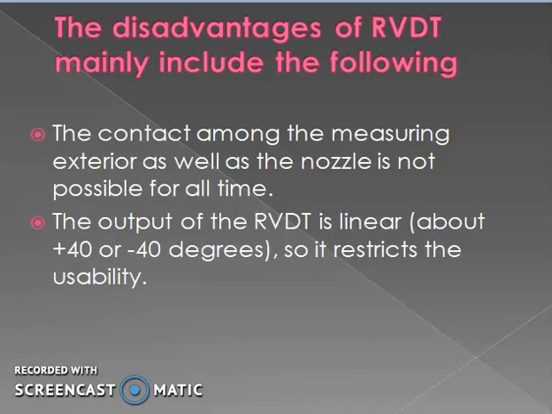Coming to the disadvantages, exact measurement is not possible all the time. And the output of the RVDT is linear only about plus or minus 40 degrees, so it restricts usability.